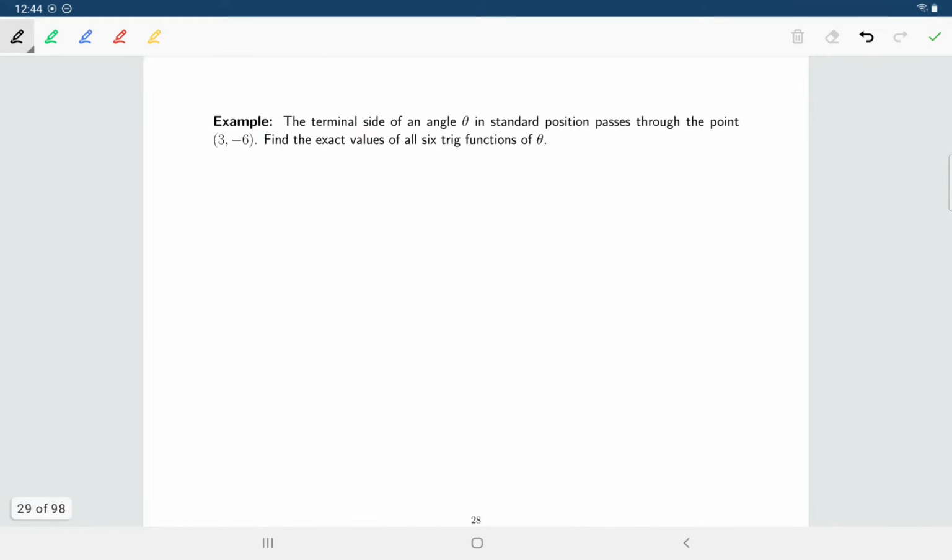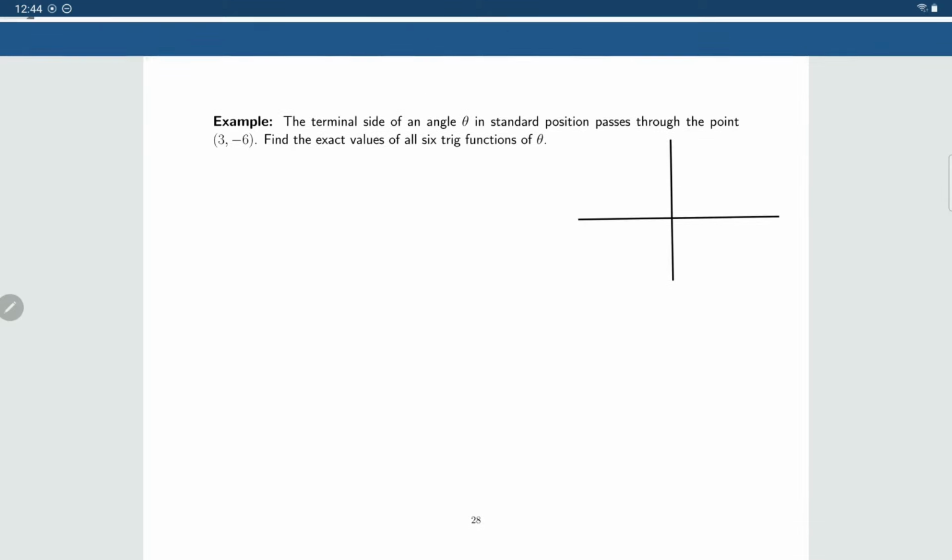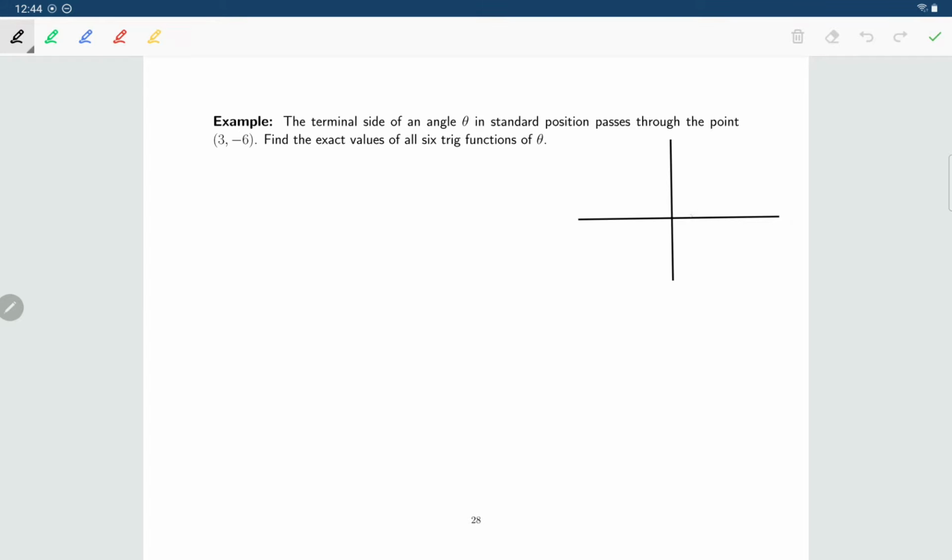Okay, so let's do an example here. We've got the terminal side of an angle in standard position, and that side passes through the point 3, -6. So I guess the first thing that I'm going to do is a little sketch here of my angle. And so my point 3, -6, around there.